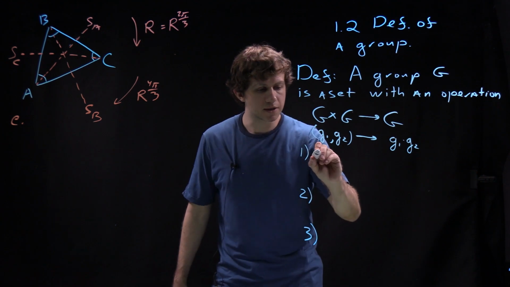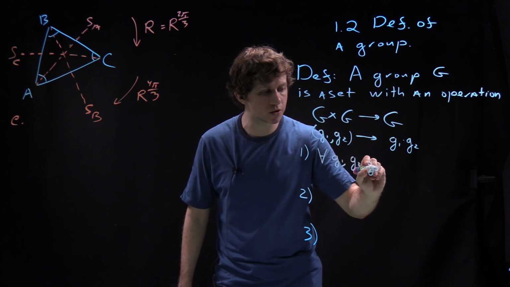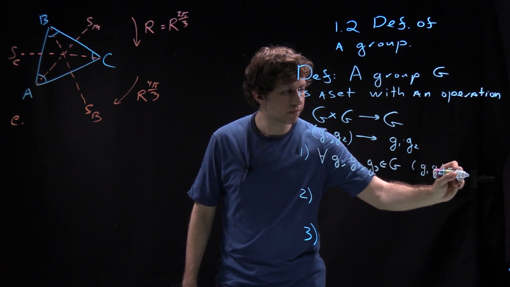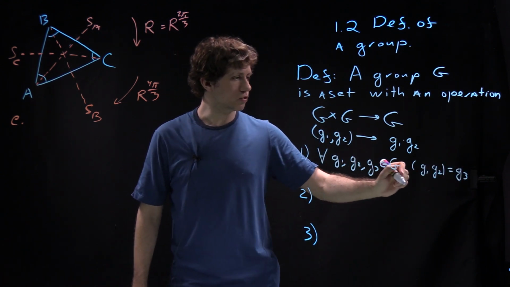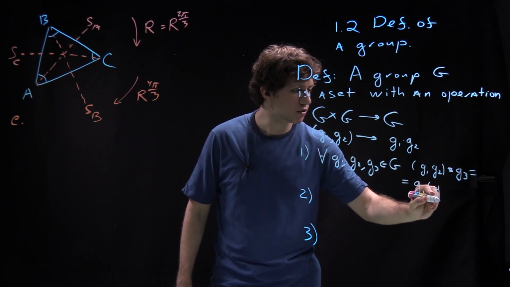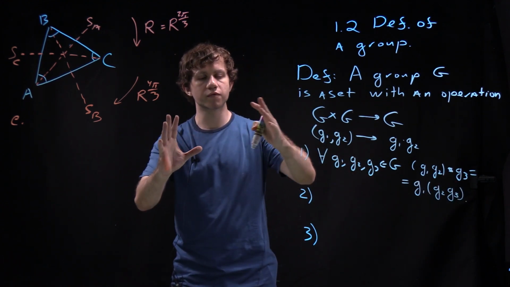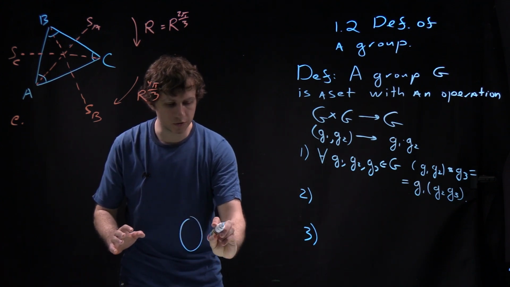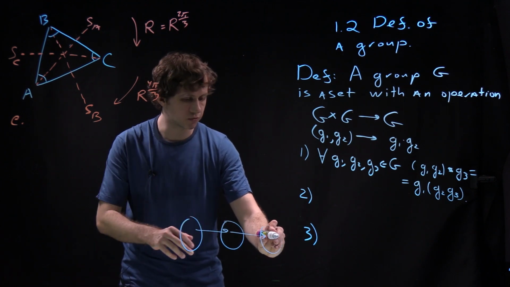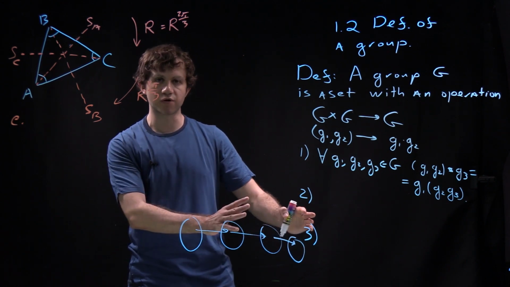So the first one is as follows. It's called associativity, and it says that for every 3 elements G1, G2, G3 in the group, we have G1 times G2 times G3 equals G1 times G2 times G3, with the brackets placed differently. So it's true for any 3 maps. If you have a composition of 3 maps from one set to second to third, then it's always true for any 3 maps.